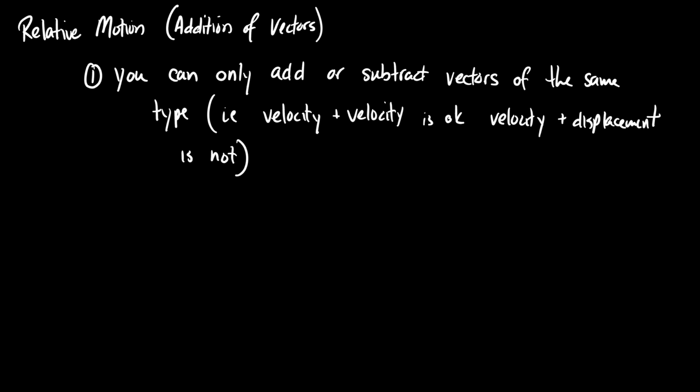You can only add vectors that are of the same type together. So you can add a velocity and a velocity vector together. You can't add a velocity plus a displacement vector. Velocity and displacement are related, but they're not of the same type of vector. You wouldn't add them together. Velocity affects displacement, and that's different.